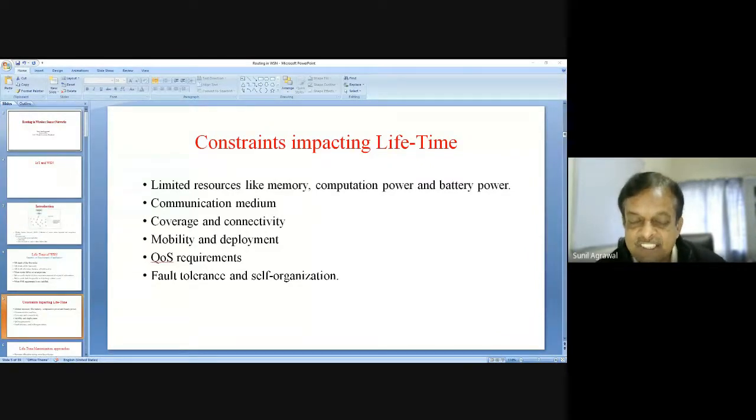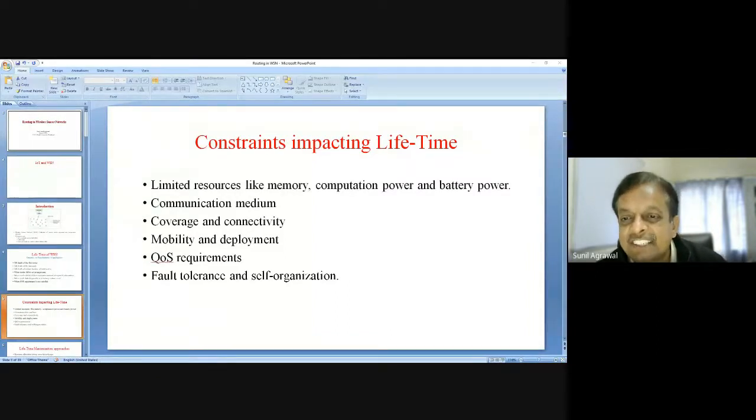So at the first instance, we are having limited battery. Another instance is the communication medium is not favorable, very lossy. Right? Another thing is coverage and connectivity. A particular node can cover a limited area. So if we want to increase the coverage of the sensor node, what will happen? We have to incur more battery power to cover more area. So we have to keep the coverage area limited, right? To save the battery energy.